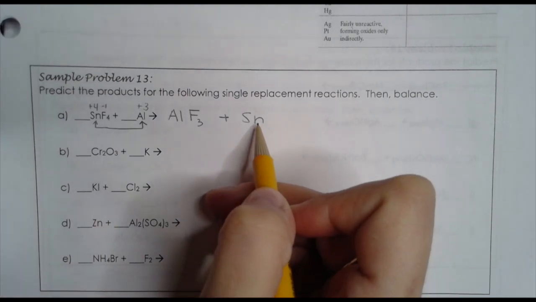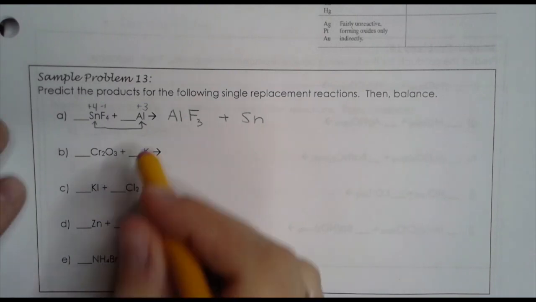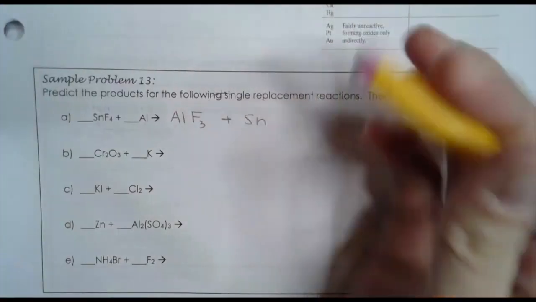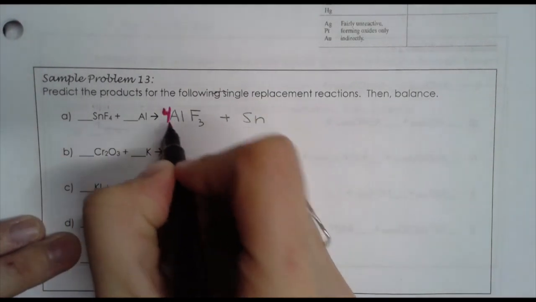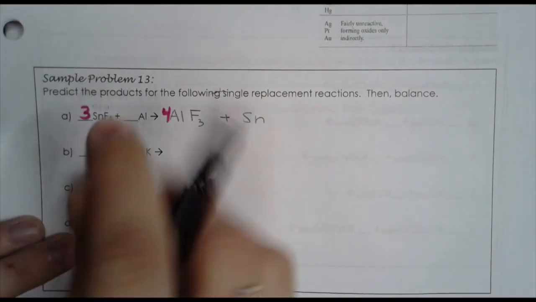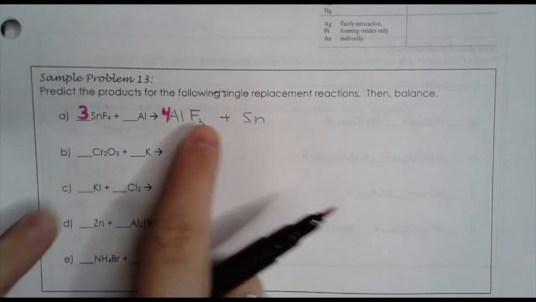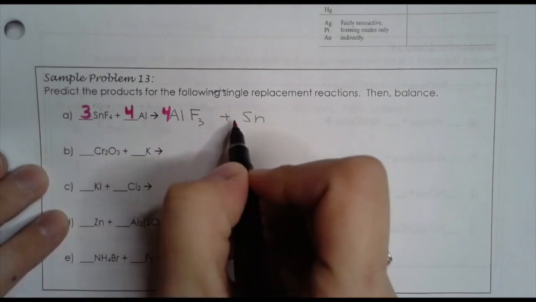You don't need to put anything after that. I'm going to erase all this other stuff that I put in there just so it looks a little bit cleaner. And then the last step, as always, is to balance. So I like to balance my fluorines first, just because it's easier to find the least common multiple there, because I can throw any number in front of these two elements. 4 in front of aluminum, 3 in front of tin.